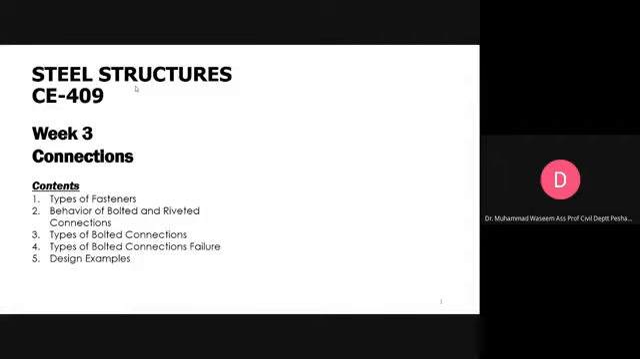Bismillahir Rahmanir Rahim. Welcome to week 3 in Steel Structures, CE 409. In this lecture, we are going to discuss connections. Connections in steel structures are very important. Most of the steel structures fail at the connections.